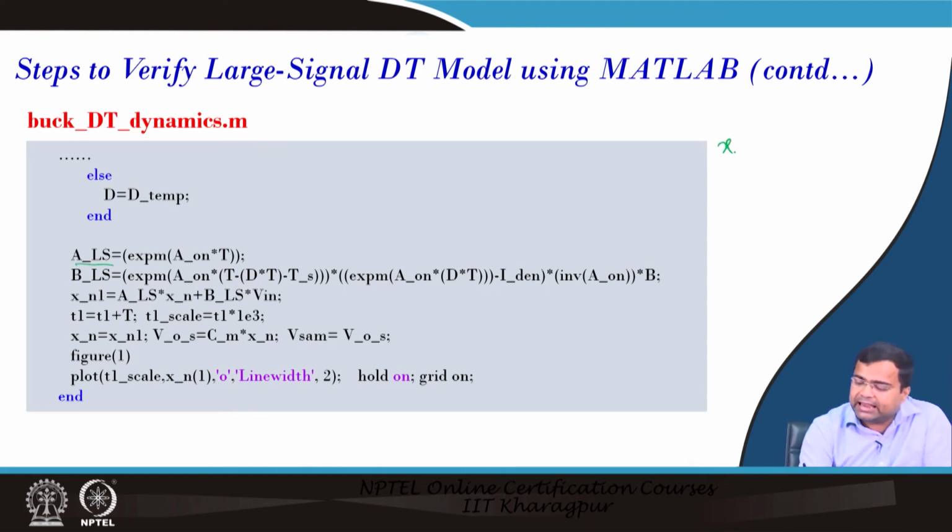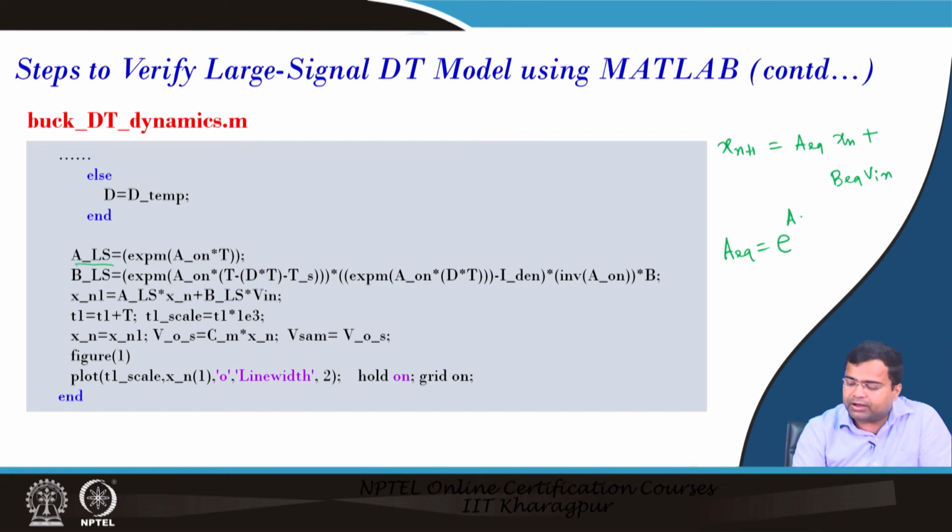Actually, we want to show the ALR signal. That means we know that Xn plus 1 is A equivalent into Xn plus B equivalent into Vn, right? What is A equivalent? For the buck converter, we know that A equivalent is equal to e to the power A on t, and for the exponential case it will be written as expm(A*t) in the MATLAB code. So, it will represent this in the MATLAB.